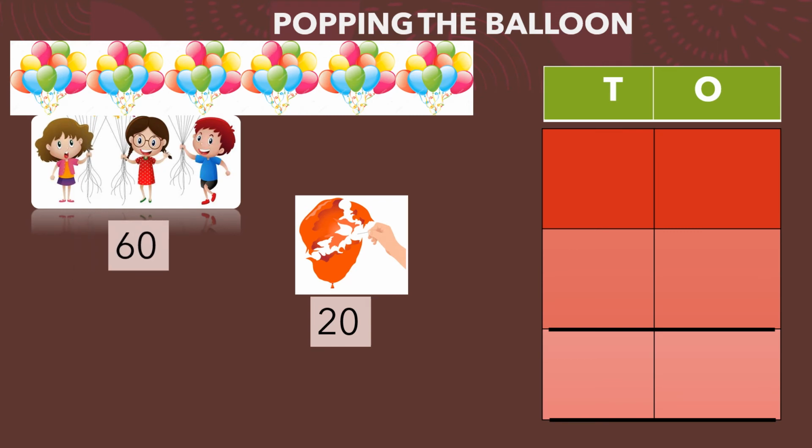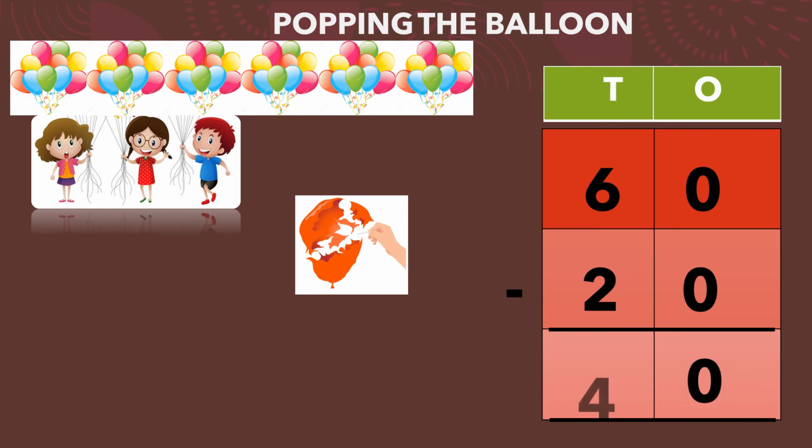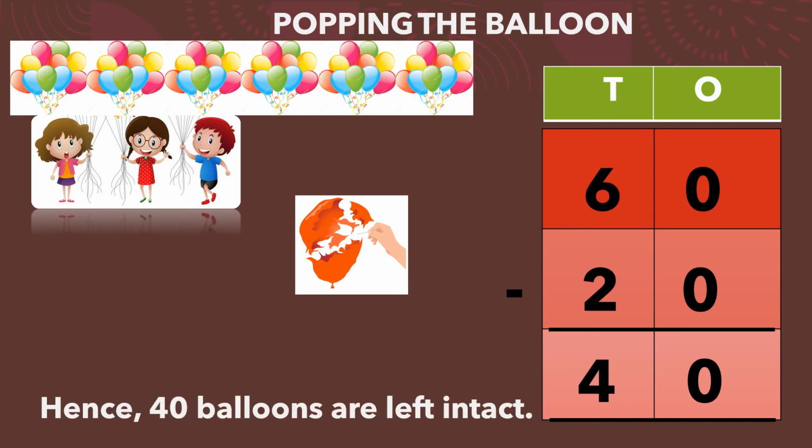In subtraction, the bigger number will go on top, 60, 20 will come below 60, putting the sign of subtraction. Starting subtraction from the ones column, 0 minus 0 is 0, and in the tens column 6 minus 2 is 4. Hence, 40 balloons are left. Also, if I cross out 2 bunches of 10 balloons each, I am left with 4 bunches of 10 balloons each, which is again 40 in number.